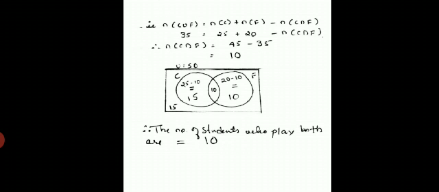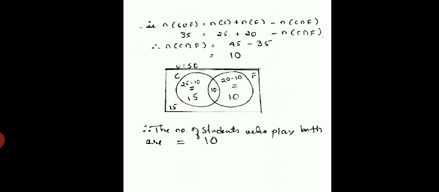In the Venn diagram, you represent the values. U is equal to 50. The first circle indicates the number of students who play cricket. The second circle represents the number of students who play football. The number of students who play both the games is equal to 10. Represent it exactly in the middle of the circles.